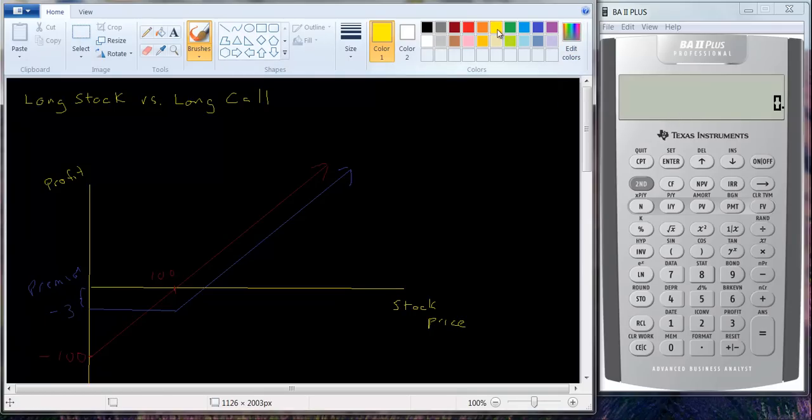Your break-even point is going to be right here where you cross this line. This is the break-even. And how much does the stock price have to rise above 100 in order for you to break even? Well, you paid $3 for the premium. For every dollar it goes above 100, you make a dollar. So break-even in this case is 103.